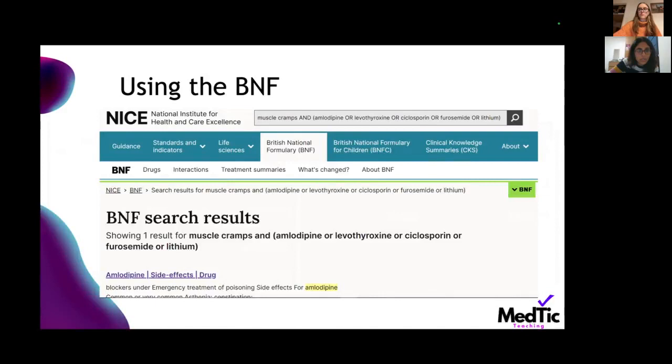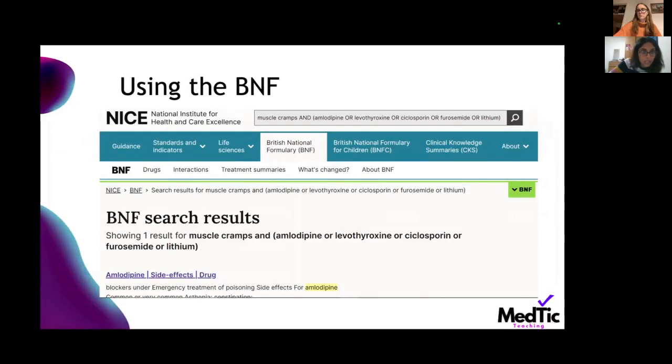So if a question is asking you to compare information between multiple drugs, for example, what drugs out of this patient's list would cause them muscle cramps, you could type in muscle cramps, then in capital letters open a bracket and type in each drug, and between each drug put OR. The BNF will automatically filter the words muscle cramps against all of those drug monographs, and whatever comes up will be the drug that contains that word.